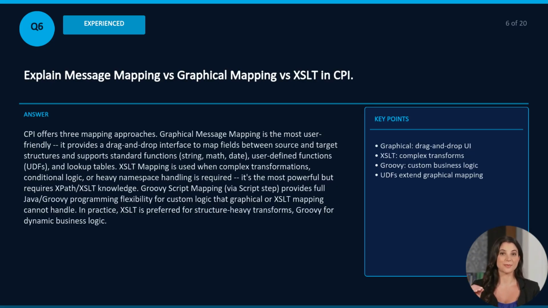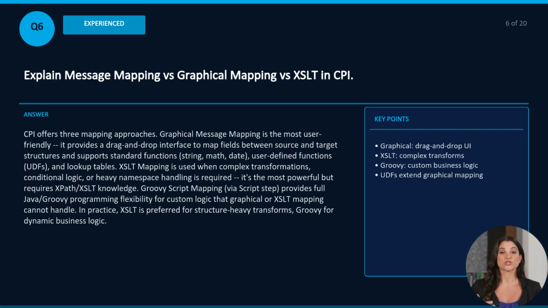Question 6. Explain message mapping versus graphical mapping versus XSLT in CPI. CPI gives you 3 main ways to transform data. Graphical message mapping, the most popular approach. It gives you a split-screen drag-and-drop interface where you map source fields to target fields. XSLT mapping. XSLT stands for Extensible Stylesheet Language Transformations. You write XML-based transformation code. It's extremely powerful for complex namespace handling, conditional output, or heavy structural reorganization.